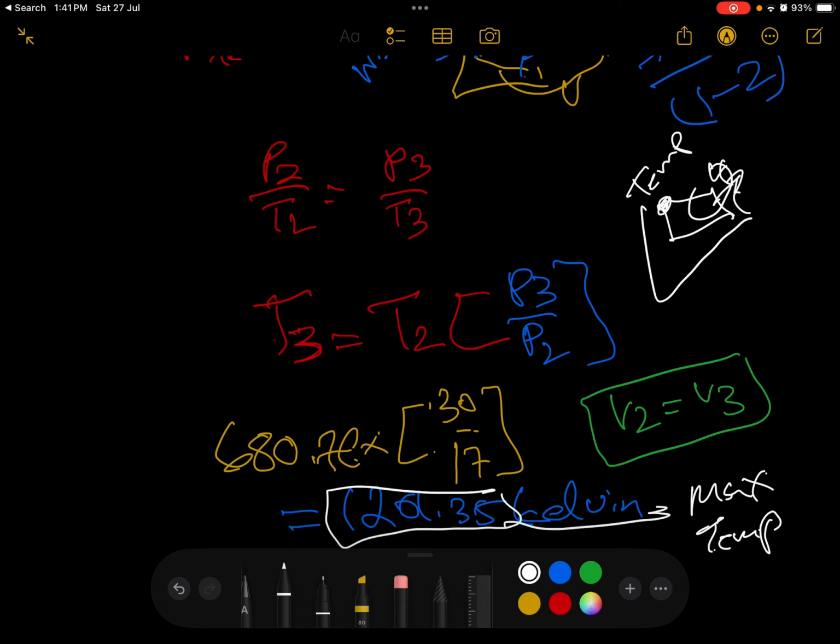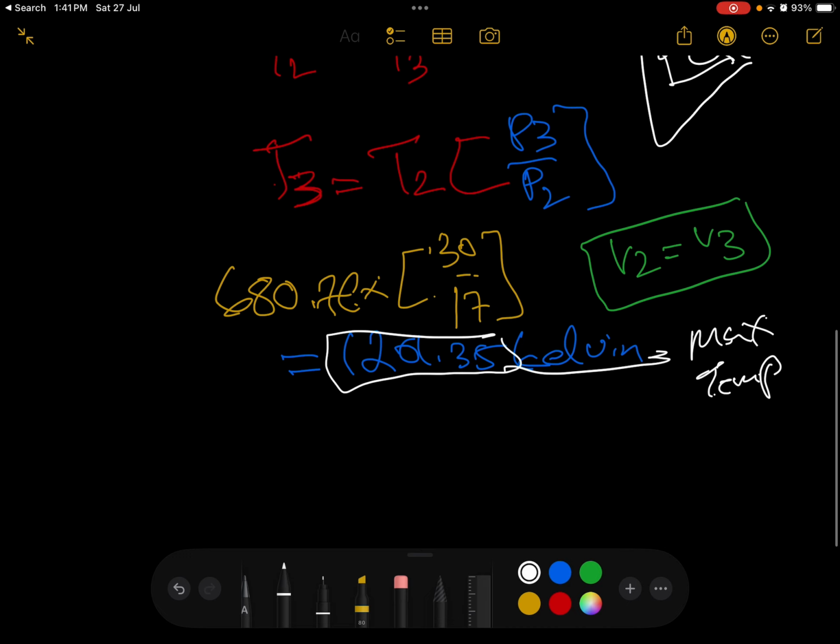If you can solve the PV diagram, guys, it's going to be a lot easier for you. So just let it make sense for you. Understand the philosophy behind it. So we find 1201 Kelvin for the maximum temperature of the cycle.